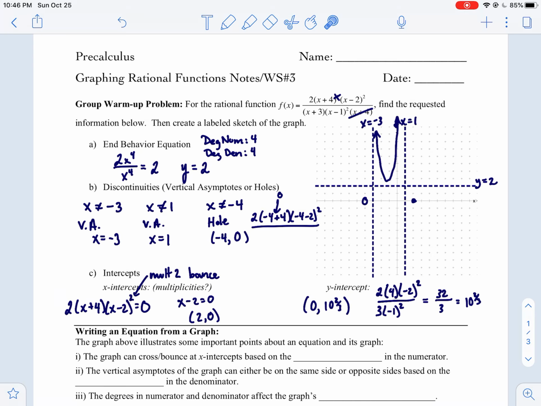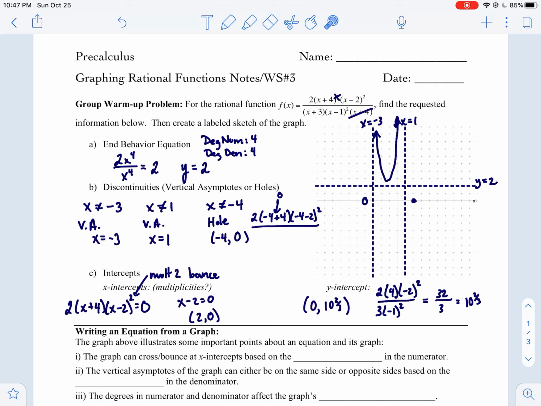Now, the next thing is, we know that this is a bouncer, right? We know that because this had a multiplicity of 2, it's going to bounce right here. So if that's true, it's either going to come down and bounce and level off, right? Or it could come up here and bounce, but then see, in order for it to approach this asymptote, it's going to have to cross the x-axis again, which we know it doesn't. So the only way this could work is if it comes down, bounces, and then levels off along there, okay?